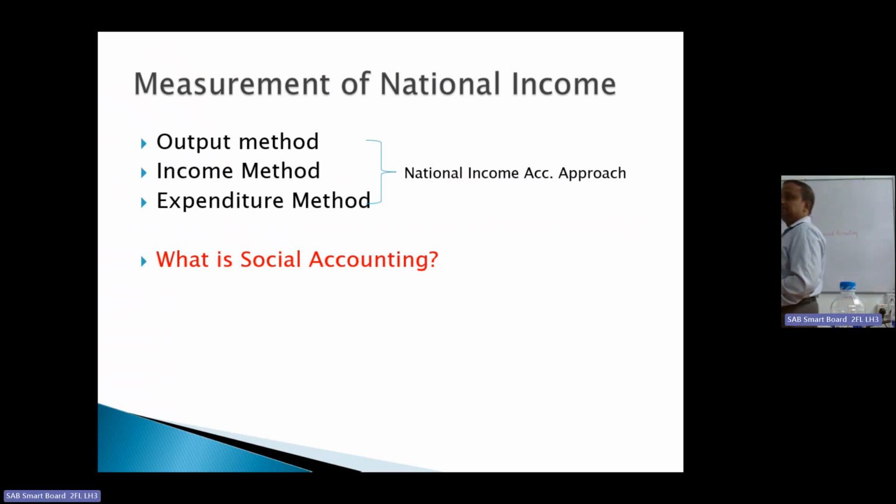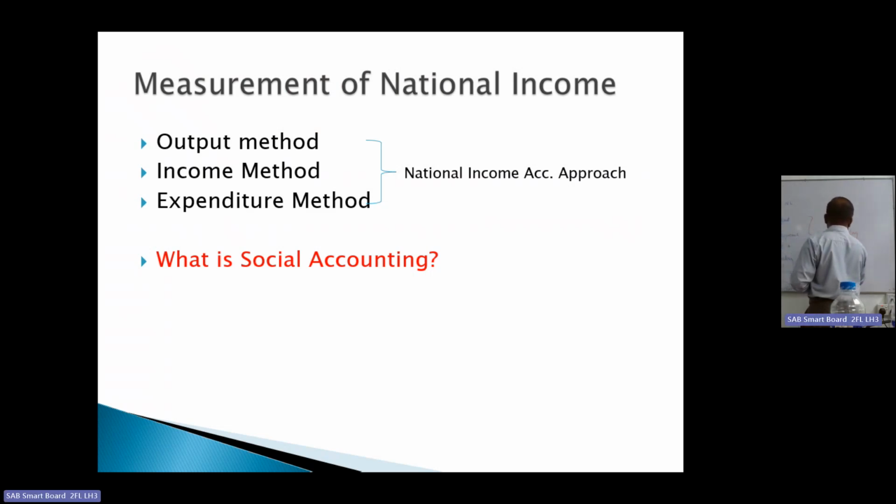And the income method: we measure the total income received by the factor owners, as rent, wages, profit, interest. By adding those things, we can calculate the national income. Therefore, the income is received by the households, the factor owners, for providing their services to the production process. So that is the income, based on tax.